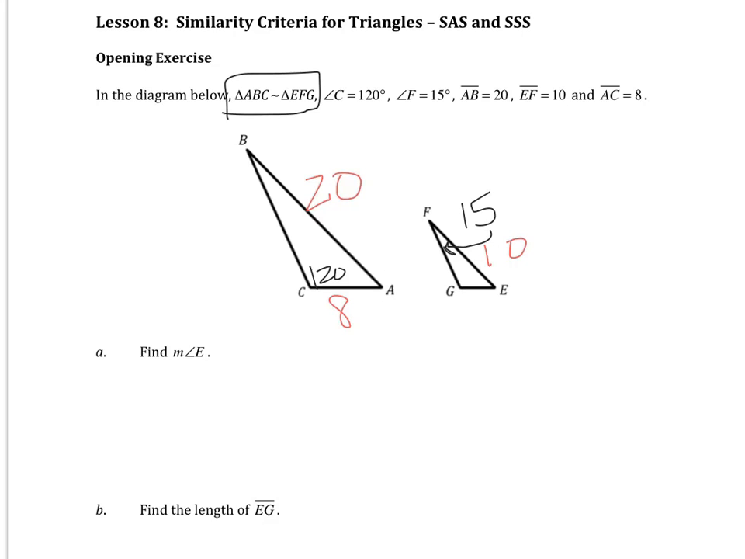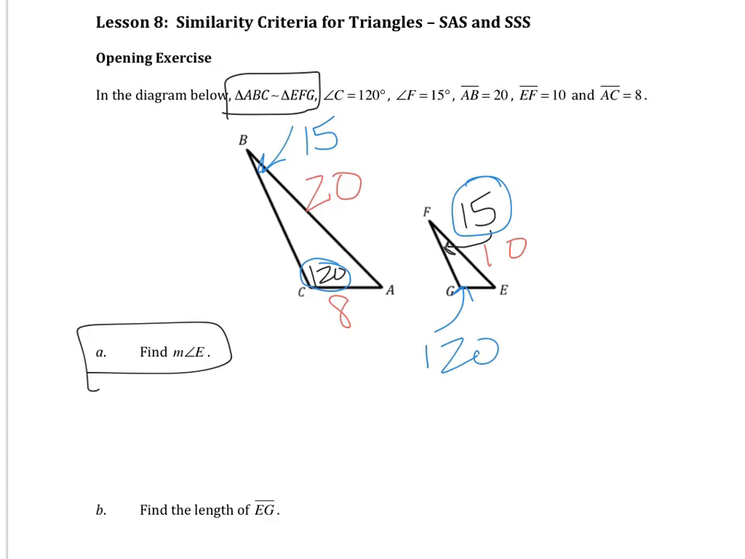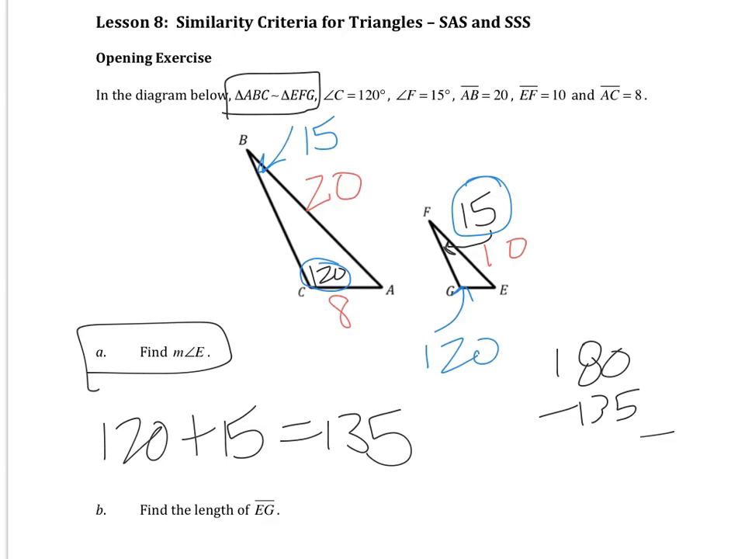So the first thing we're trying to do is figure out what angle E is, so the measure of angle E. Now, if we know that this is 15 here, we also know that angle B is going to be 15, and we also know that if this is 120, then angle G is going to be 120. So in order to figure out how much angle E would be, we're going to take 120 plus 15 to get 135, and then we're going to do 180 minus 135 to get 45 degrees.